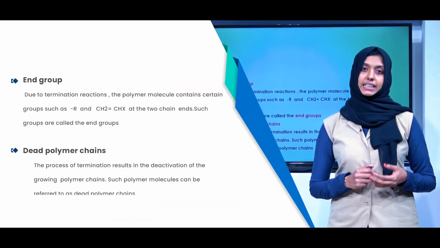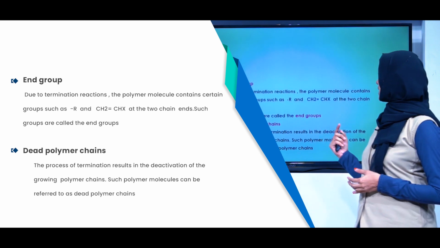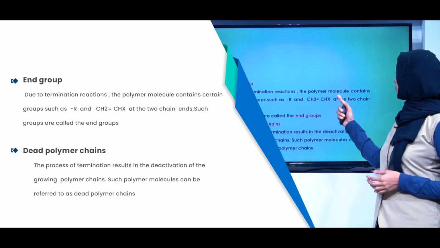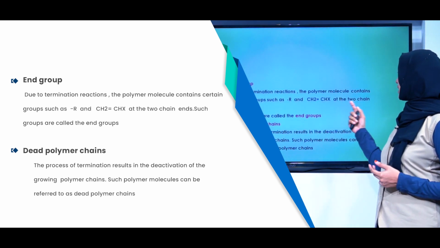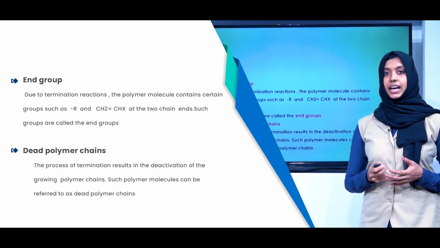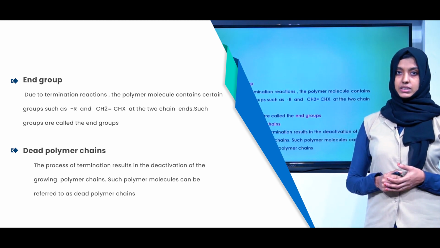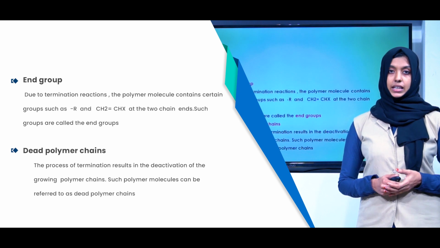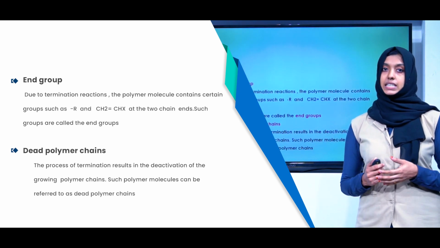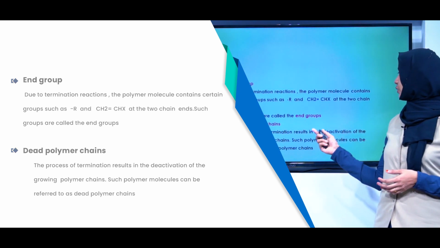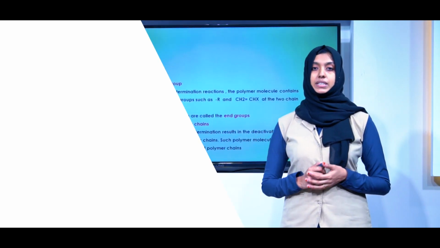End groups. Due to the termination reaction, the polymer molecule contains groups such as R CH2 double bond CHX at the 2 chain ends. Such groups are called end groups. Dead polymers. Dead polymer chain. The process of termination results in the deactivation of the growing polymer chain. Such polymers are known as dead polymers.